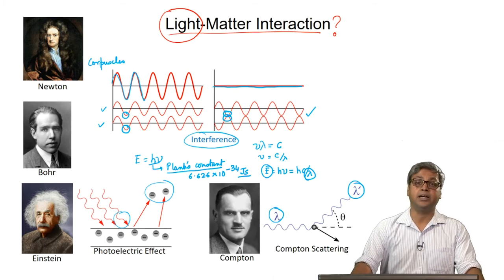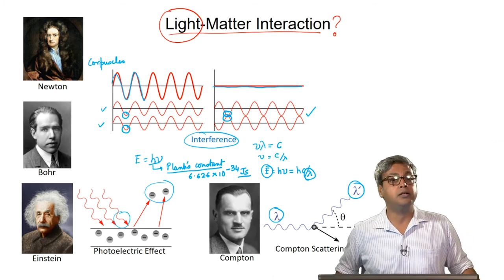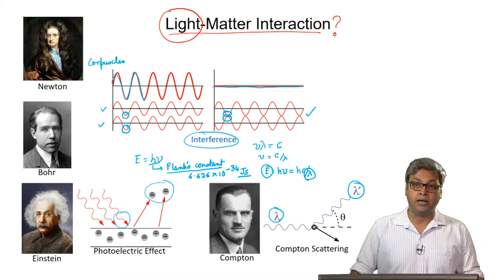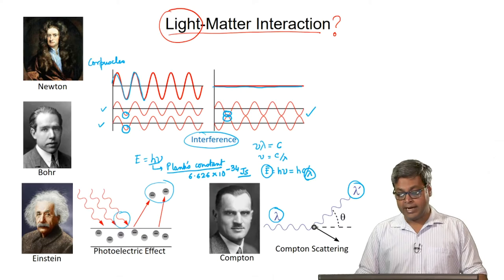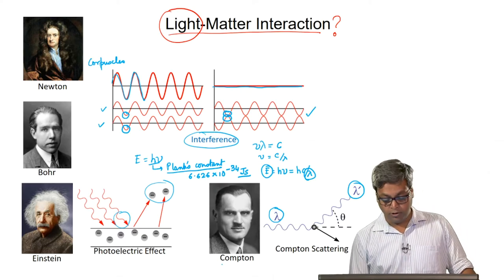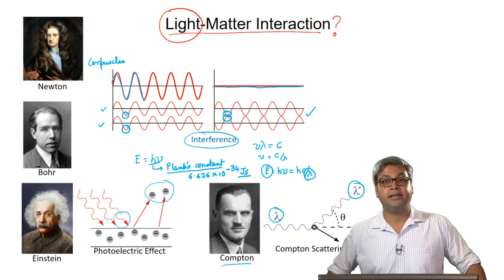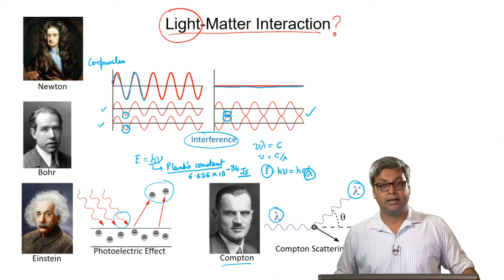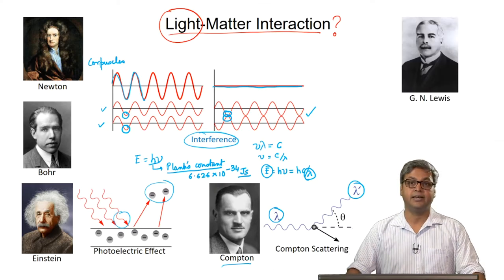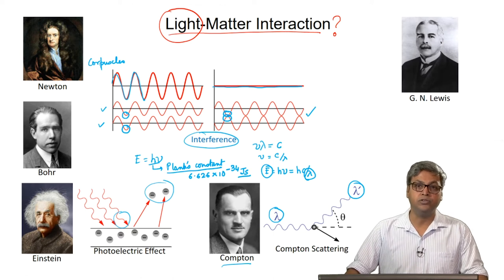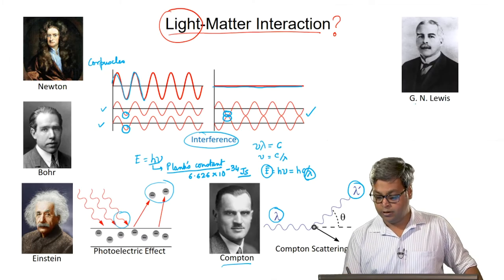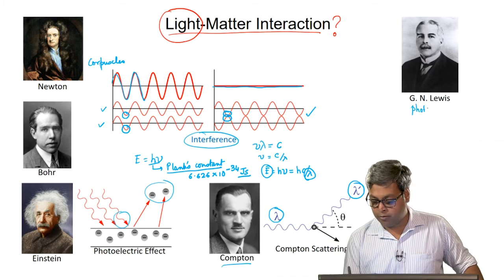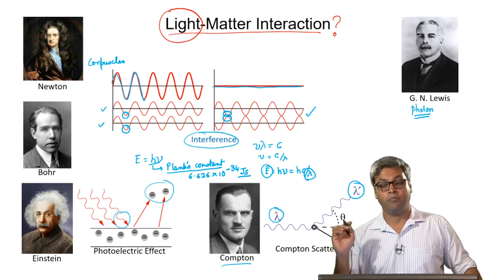A change in energy can only happen when two particles collide. As electron is a particle, light also has to be a particle. In other words, in 1923, Compton showed that light is particle in nature. Later, in 1926, G. N. Lewis introduced the term photon to describe the elementary particle or the quantum of light. So, G. N. Lewis coined the term photon to describe one quantum of light.